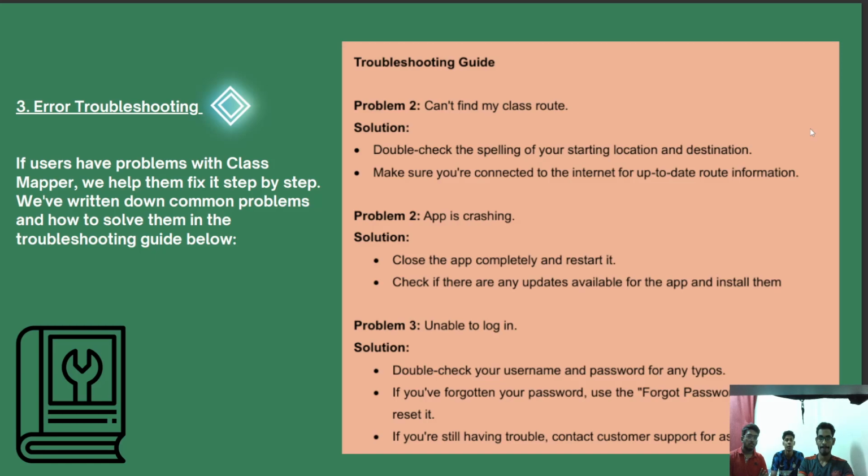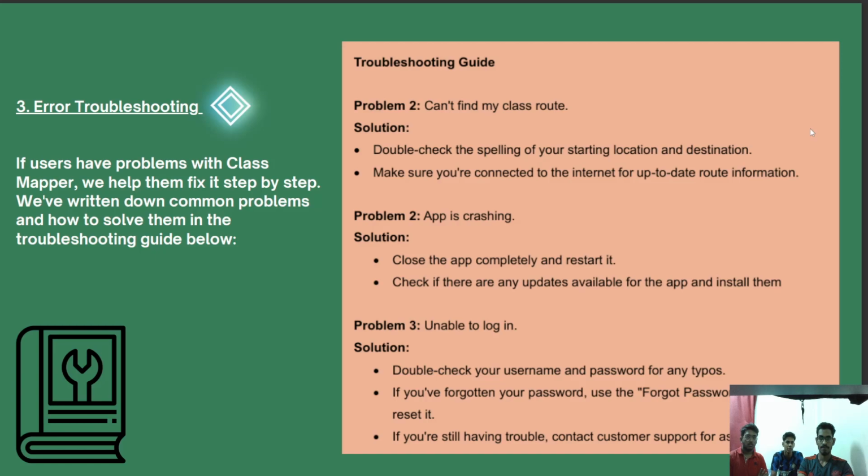So let's say the first problem is they can't find their class routes. The solution is to double check the spelling of your starting location and destination. Make sure you're connected to the internet for up-to-date route information so that it keeps refreshing every single second, every single millisecond.